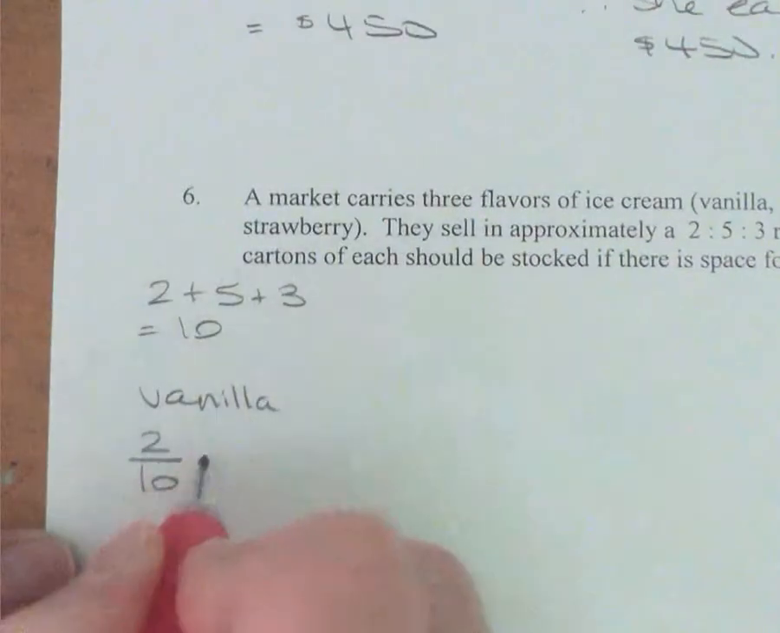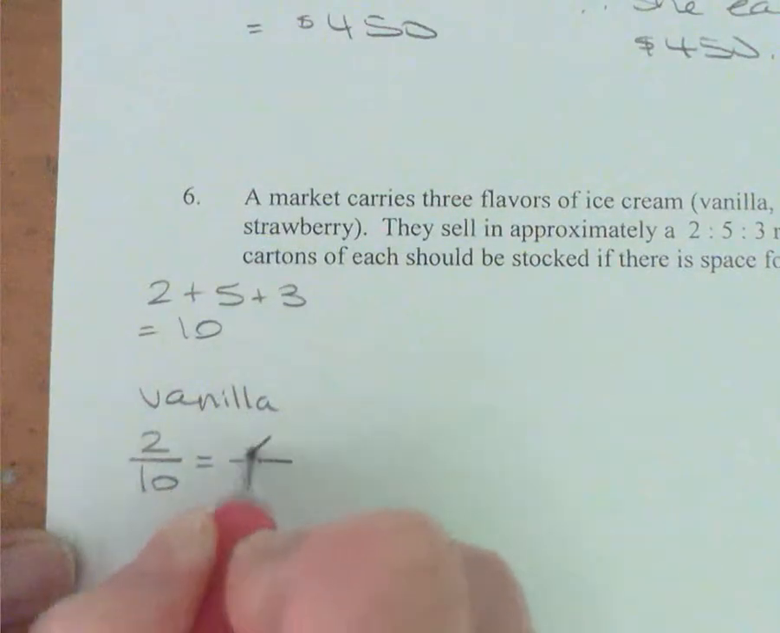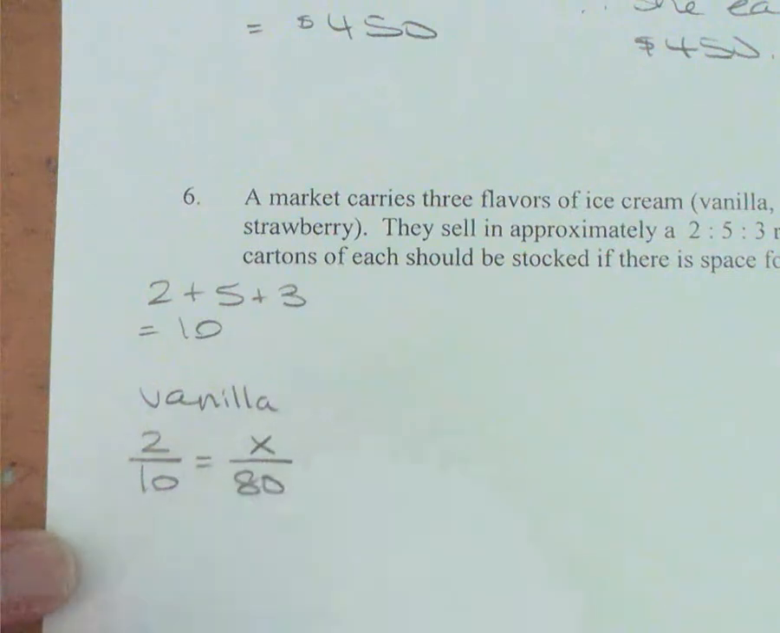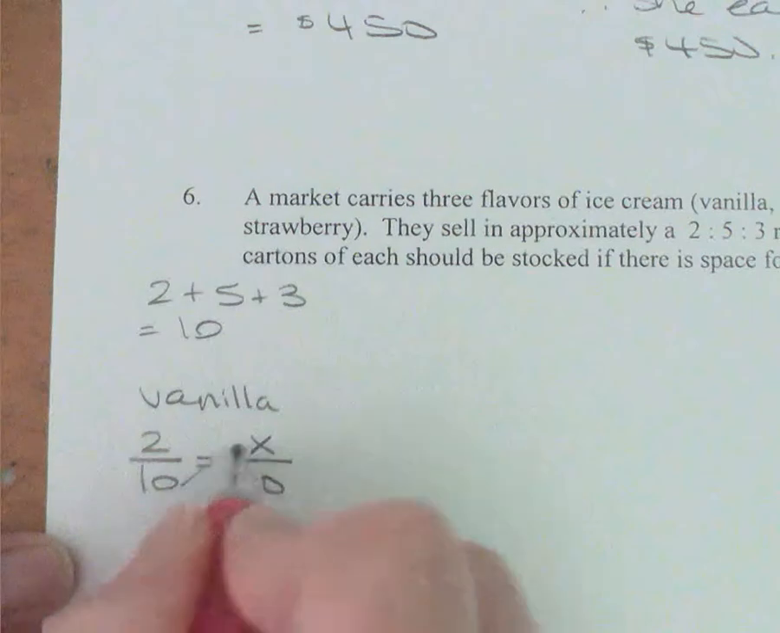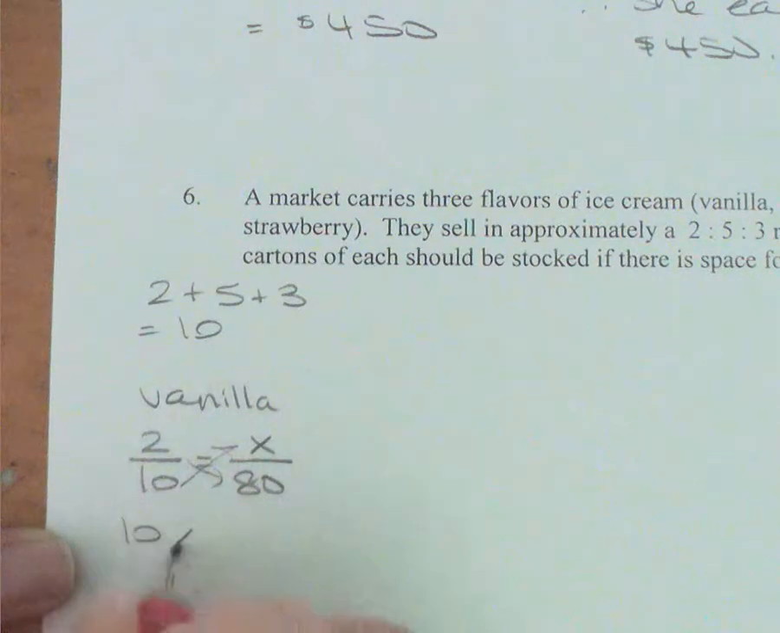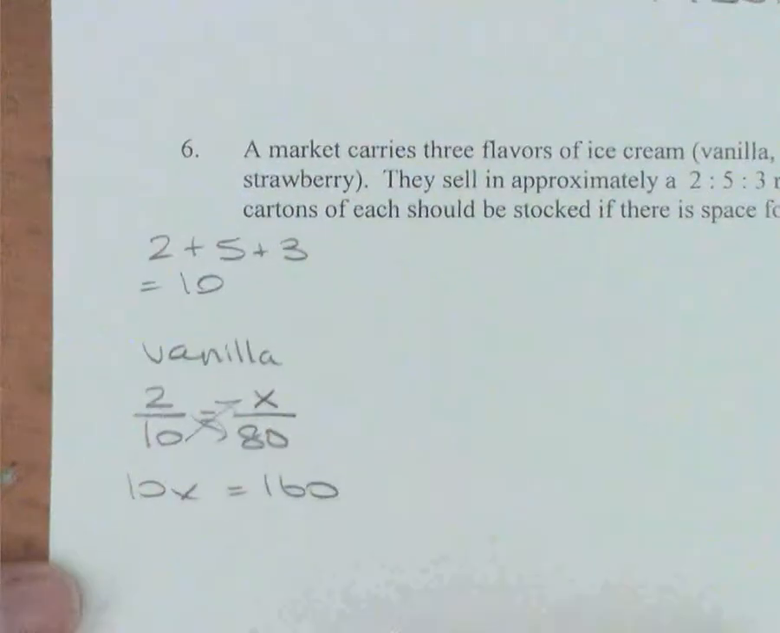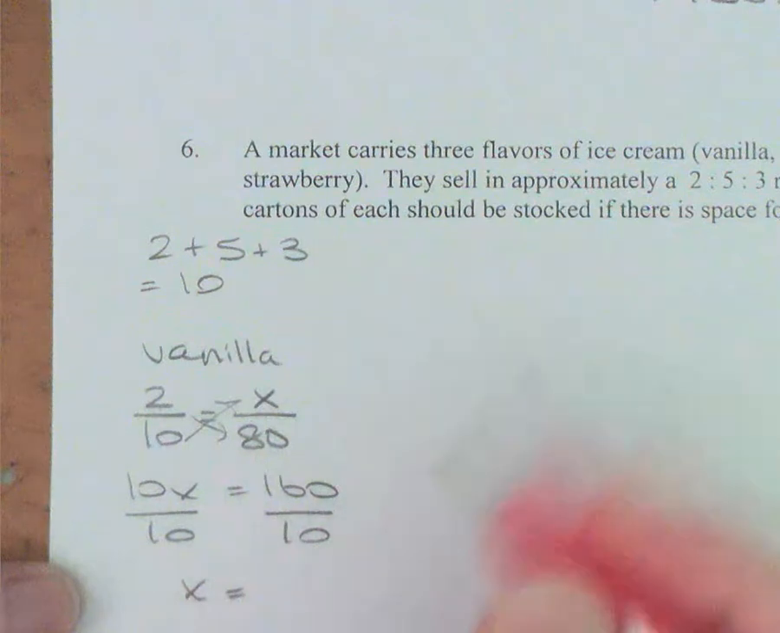But I want to know, if we make it much bigger, how many are vanilla if we now have 80 cartons. So I can cross multiply. So I have 10x is equal to 2 times 80, which is 160. And I'm going to divide both by 10. So I'm going to divide 160 by 10, which says I only need 16 cartons.